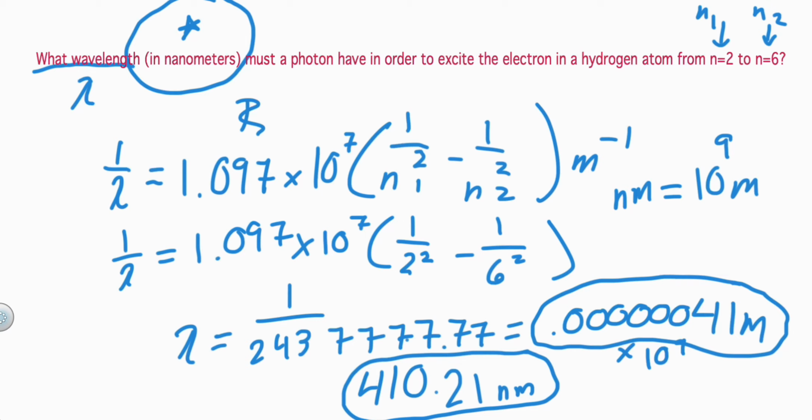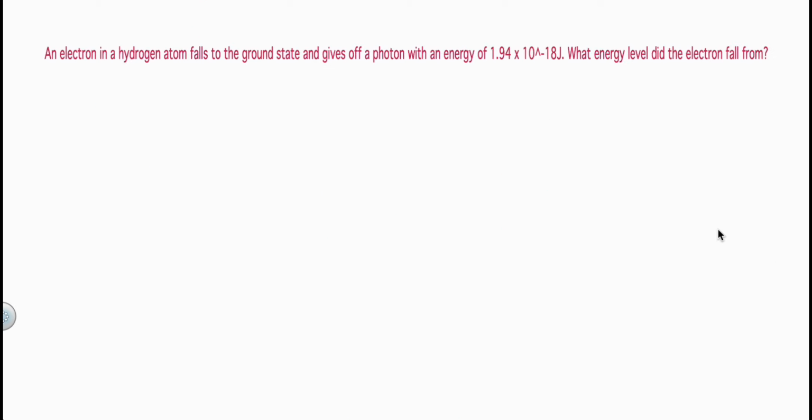Good luck. Okay, here's the second problem that I have. This one's going to be a little harder, so rewatch it if you need to. I'm going to try and explain as best as I can. However, no guarantees, but let's go.